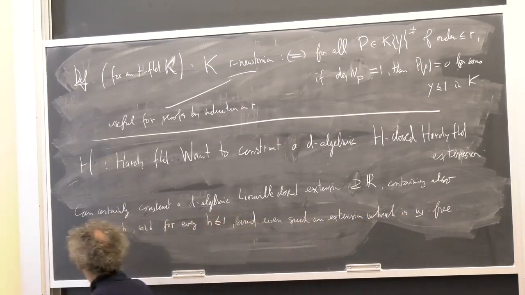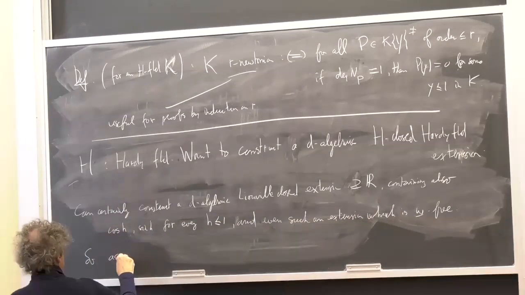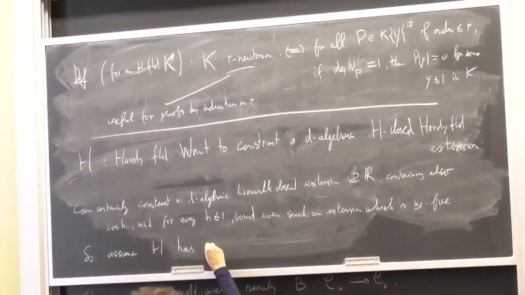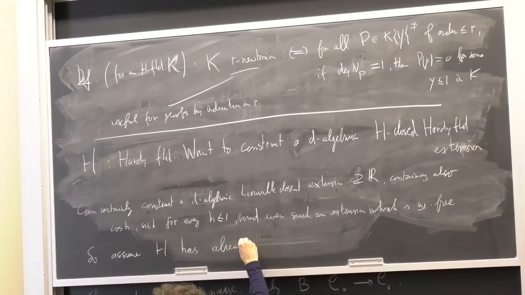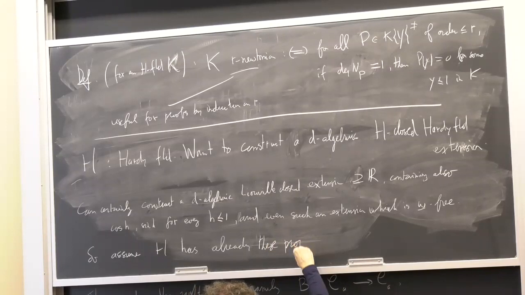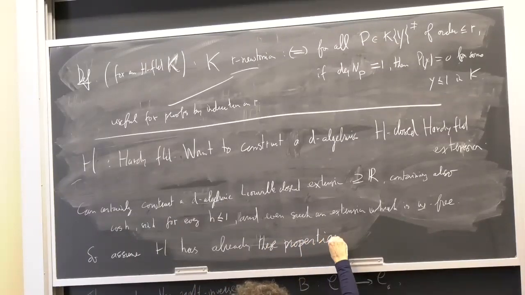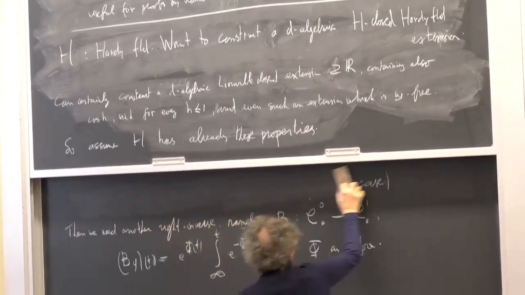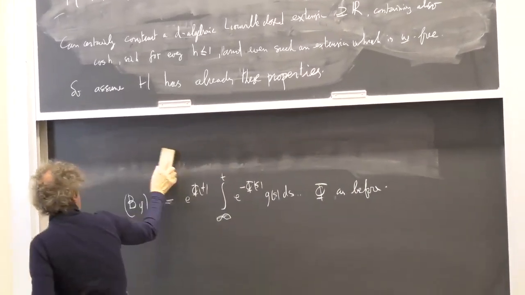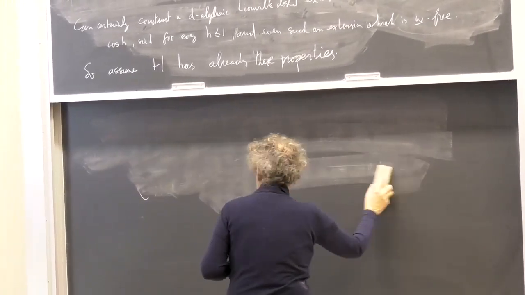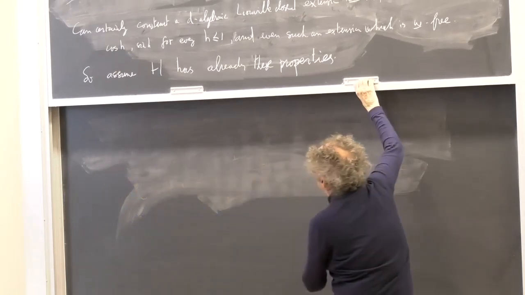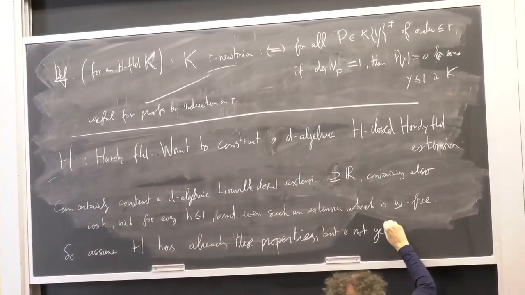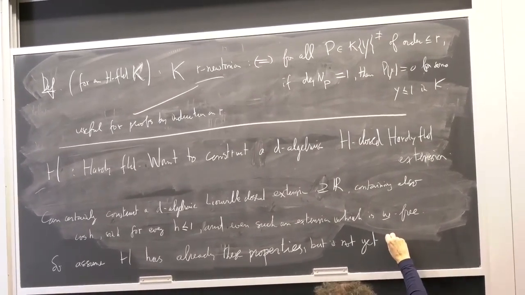Okay, so we can assume H already has all these properties. Now, of course, if our H happens to be Newtonian, you're done. So let's assume that it's not Newtonian: H has already these properties, but is not yet Newtonian.